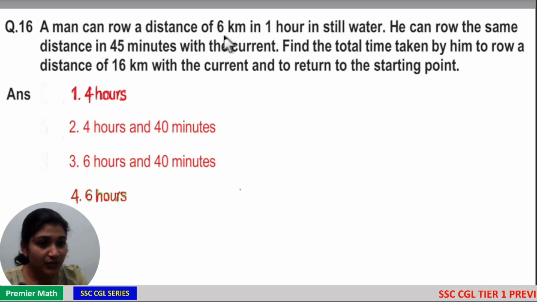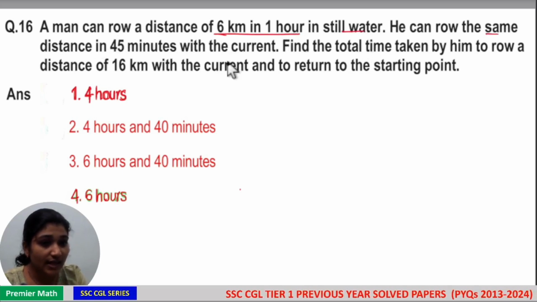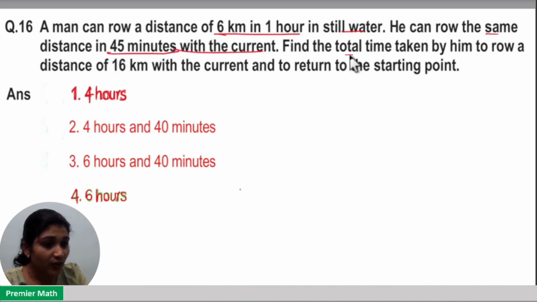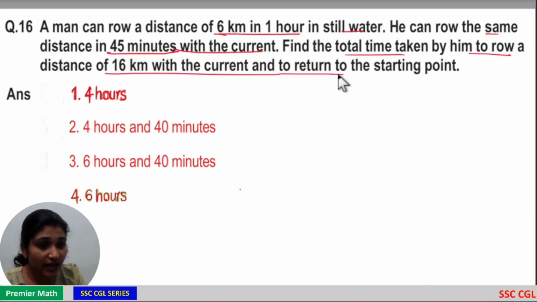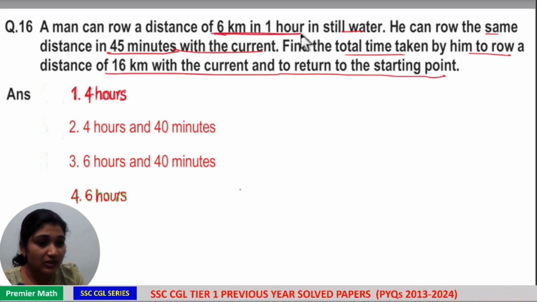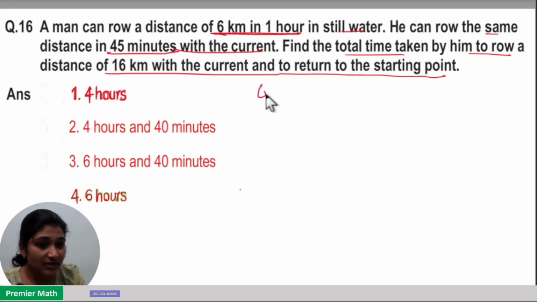A man can row a distance of 6 km in 1 hour in still water. He can row the same distance in 45 minutes with the current. Find the total time taken by him to row a distance of 16 km with the current and to return to the starting point. Here, 6 km in 1 hour means the speed of this man is 6 km per hour. And he can do the same distance, 6 km, in 45 minutes. 45 minutes means 3 by 4 hour.